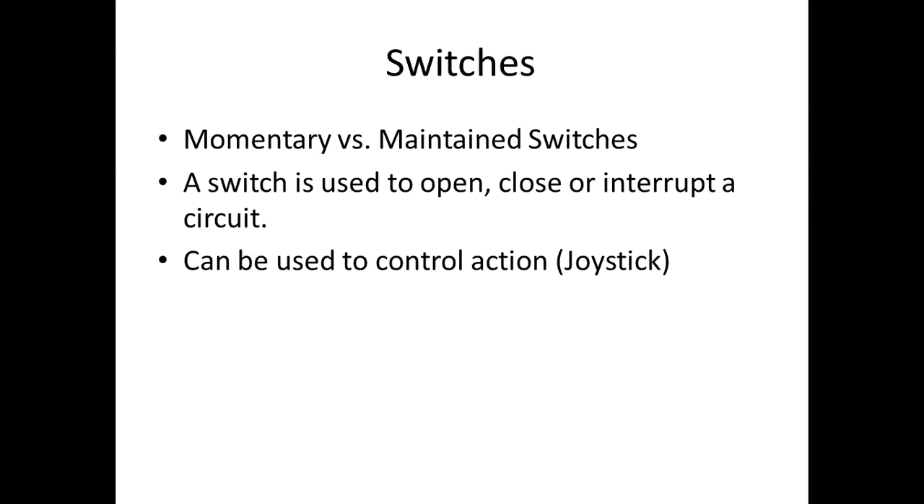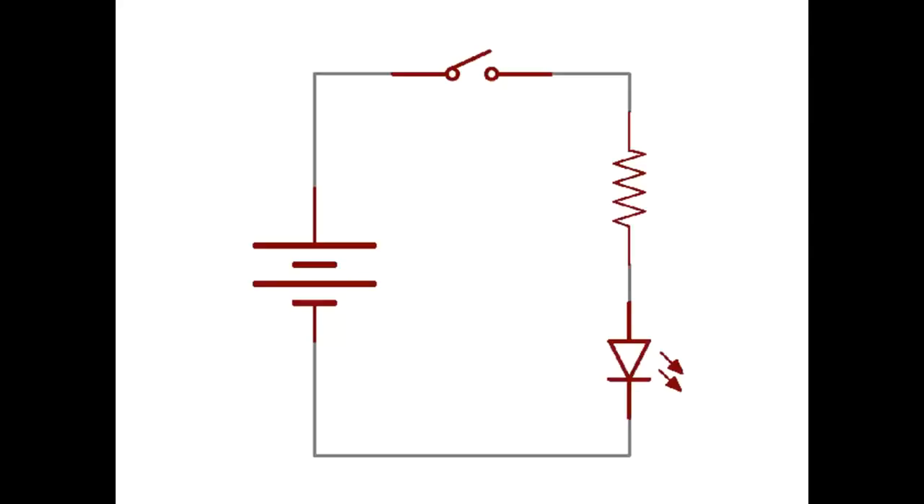It can also be used to control actions. An example of this would be a joystick, which is 4 to 8 switches in line used to individually be pushed to give multiple commands using one main switch. Here we have a GIF of a switch and how it works. You can see here that we have the power coming through, and as the switch is closed, the LED lights up. This is the resistor, this is the light emitting diode, and this is our power supply.